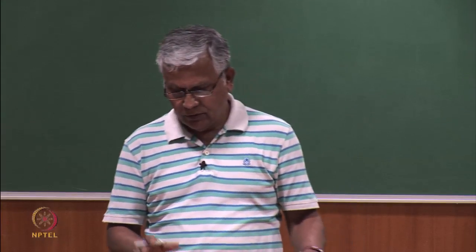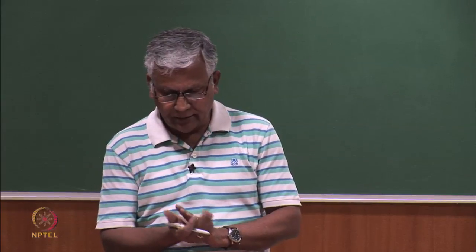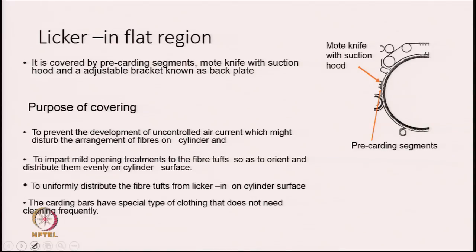Now, we go to the licker-in and flat region. This region is shown in this diagram. This is the place which is called the licker-in flat region. This region also is covered by pre-carding segments consisting of mote knife, suction hood and an adjustable bracket known as back plate. What is the purpose of this zone? The licker-in is here. From the licker-in, tufts are fed onto the cylinder. The cylinder will carry these tufts to the flats.